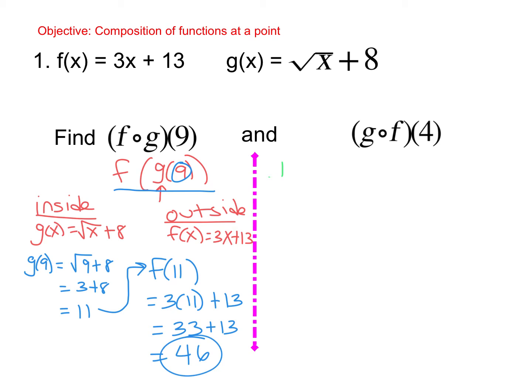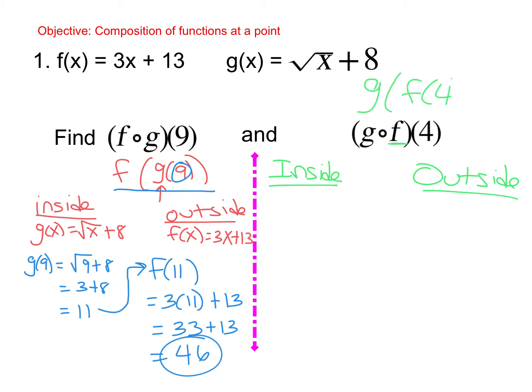So for this one, what's our inside? So we go inside, outside. Inside is the f, it's the one on the right. This is g of f of 4. The f of 4 is inside g of x. So f of x is 3x plus 13, and our outside is g. And I like writing those out so I don't lose track of what I'm doing. Then I just start on the inside, work my way out.